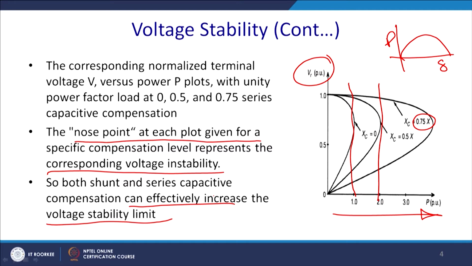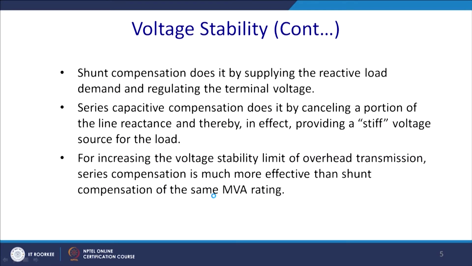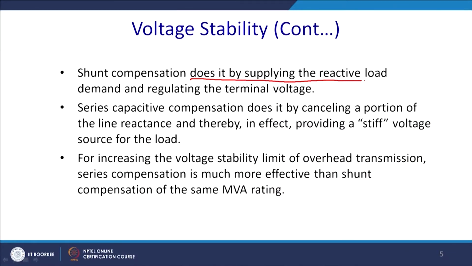Now, let us see the next. What is the comparison of the series compensation and the shunt compensation? Shunt compensation does it by supplying the reactive load demand and regulating the terminal voltage. So, it will play with the reactive power and the receiving end voltage, or with the voltage regulation, and thus it will control the flow of power.